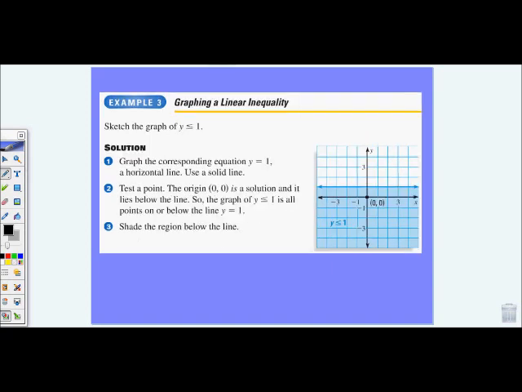Pointing out a couple details in example 3, you'll notice that it's using a less than or equal to symbol. So we have a solid line. And then this time, because it is a horizontal line, less than would appear underneath it in a coordinate plane, shaded in that manner. Again, pausing and reading each of the steps should make sense.